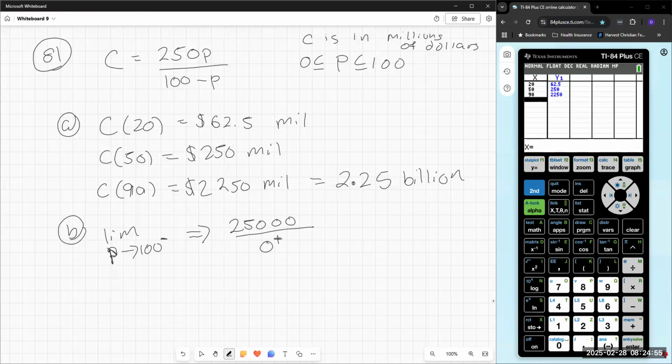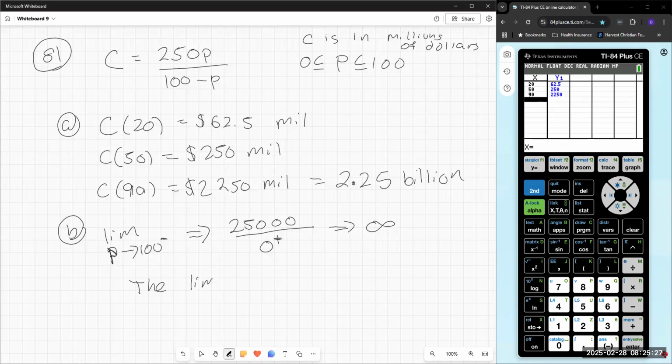So a positive number divided by a very small positive number is going to go to positive infinity. And what does that mean for us? That means that the cost of this is going to increase without bound as we try and approach 100%. So I'll just write my answer similar to how the book did here.